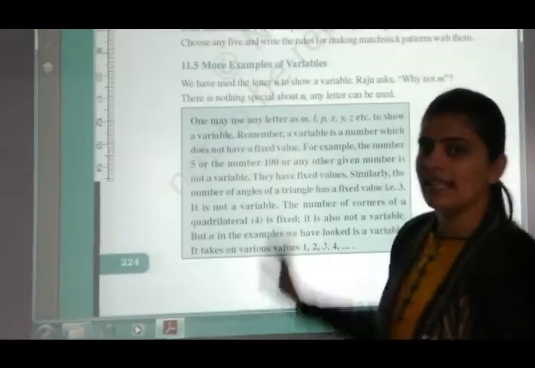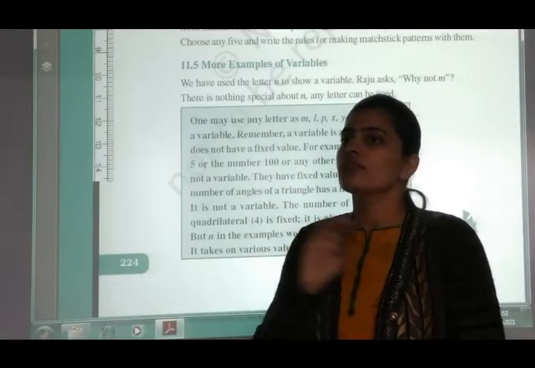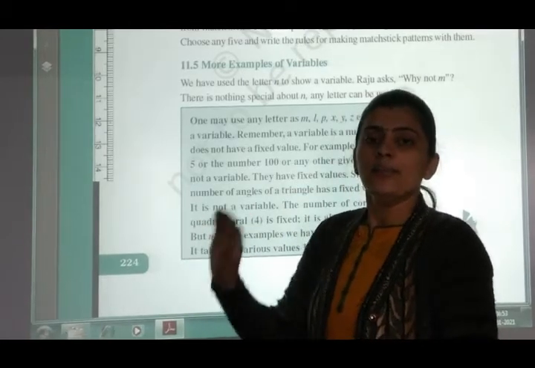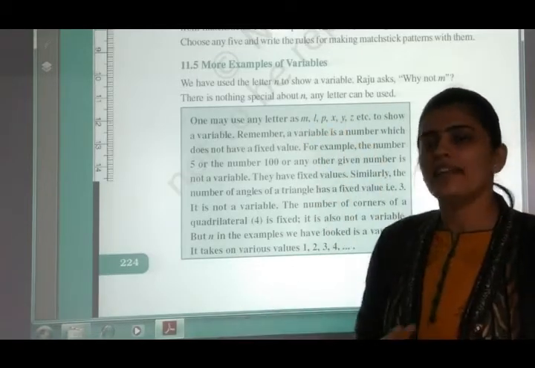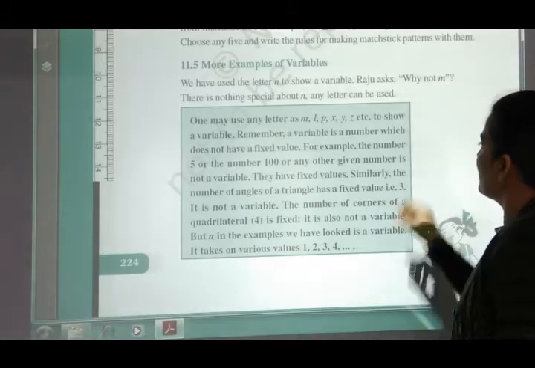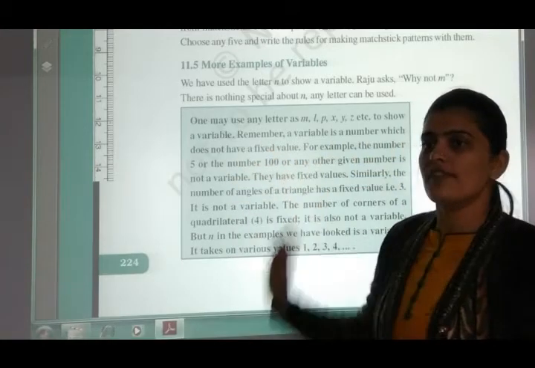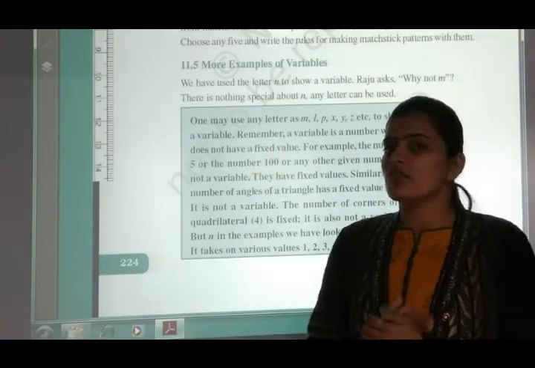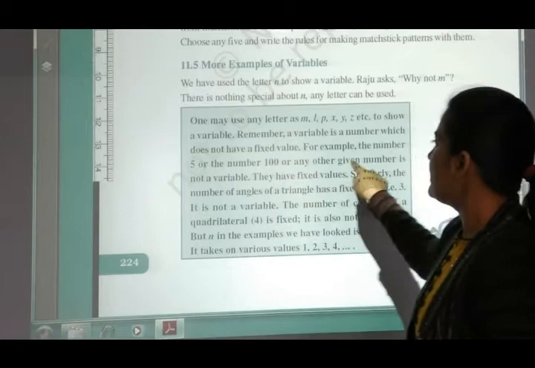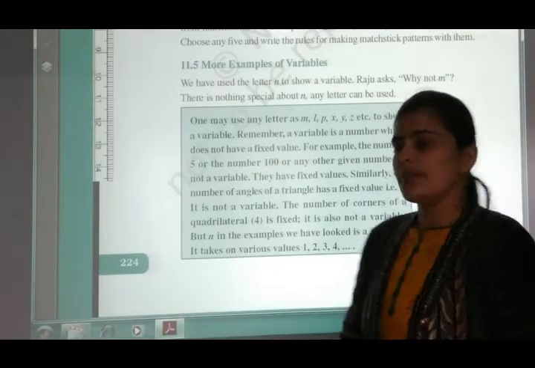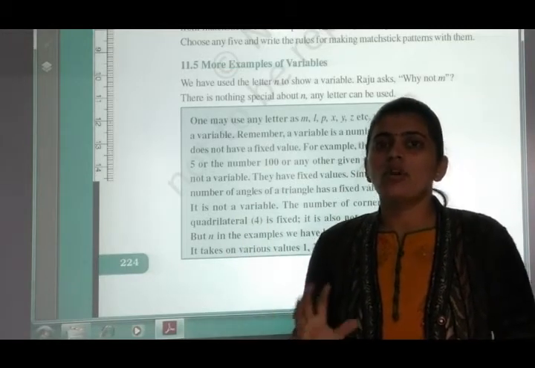So one may use any letter. Now it is not compulsory that you can use only n if you want to write down the formula or rule for that pattern. You can write down any letter, that is m, l, p, x, y, z, any letter from the alphabet, to show a variable. Remember, a variable is a number which does not have a fixed value. A variable is also a number, but it does not have any fixed value. For example, the number 5 or the number 100 or any other given number is not a variable.